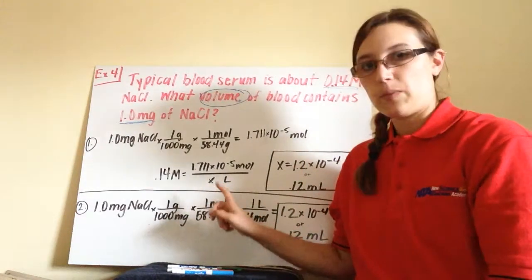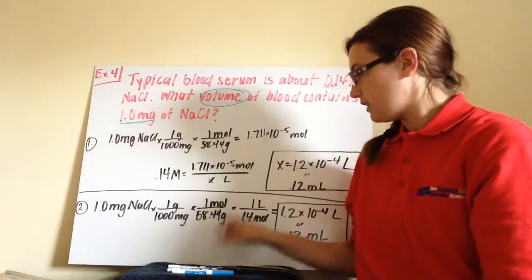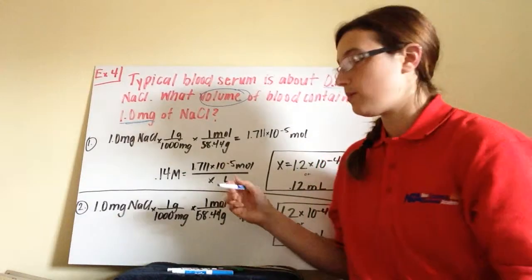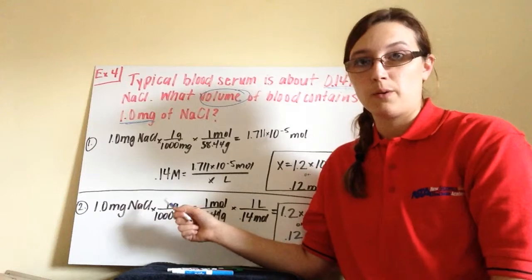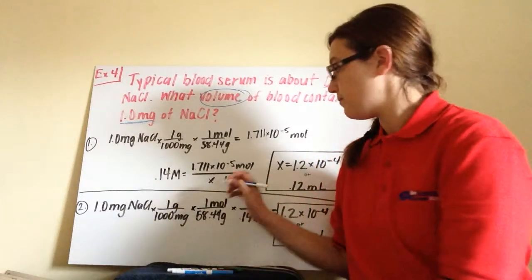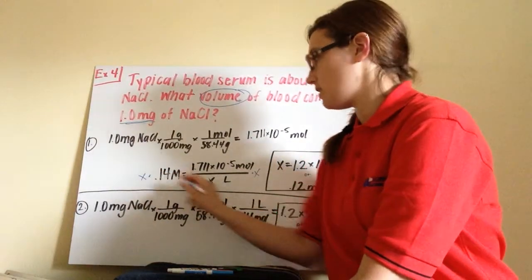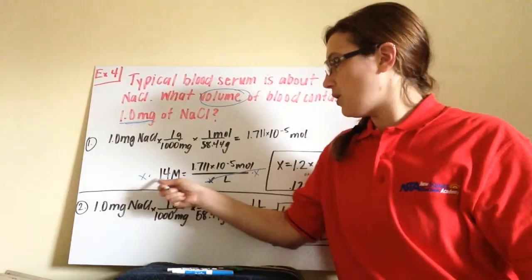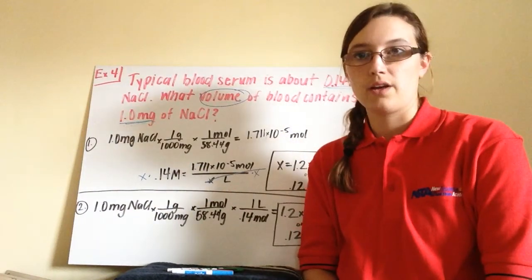Notice liters are on the bottom. Be very careful as you solve this problem. If liters are on the bottom, we need to make sure that we get it on the top to solve this problem. This is the type of problem that trips up a lot of people. It's not that you don't know how to do the problem, it's that you can't solve the algebra. So when we do this, we're going to multiply both sides by x. That gets rid of x on the right side. So now I have 0.14x equals 1.711 times 10 to the negative 5th.